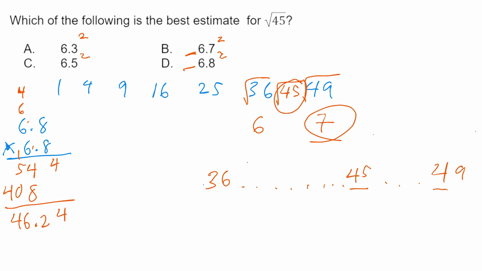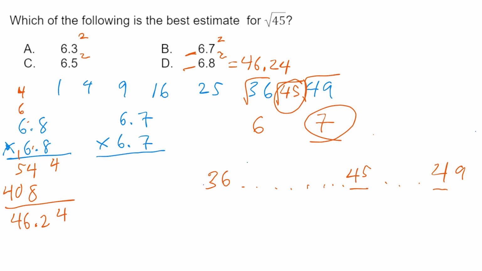But we're looking for what? 45, the closest to 45. So 6.8 squared is equal to 46.24. But I guess that's not yet close enough, right? That's quite big. So let's try the smaller one, the 6.7. What is 6.7 times 6.7?